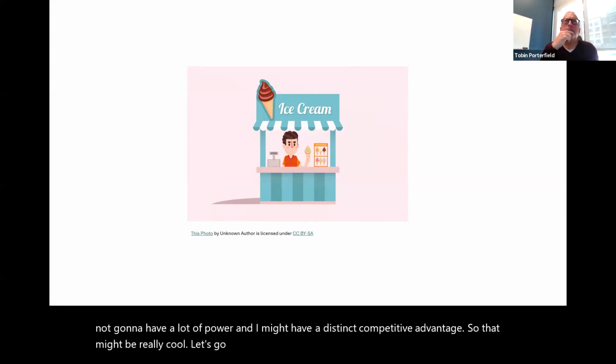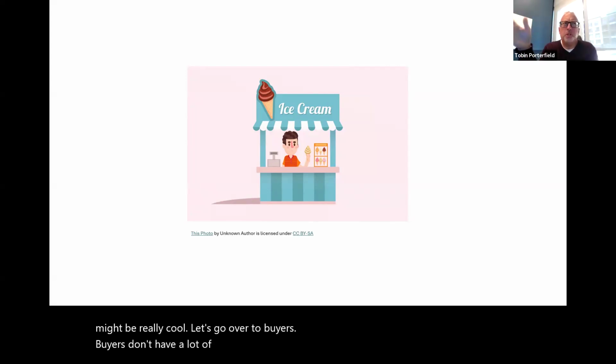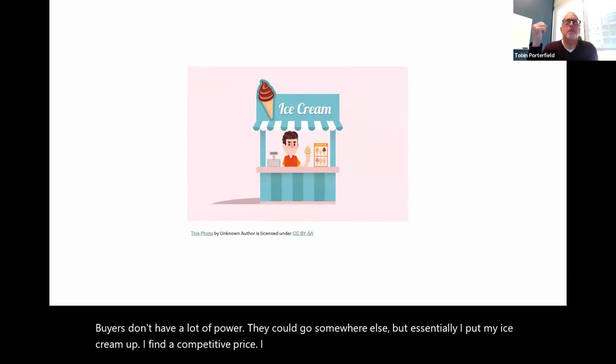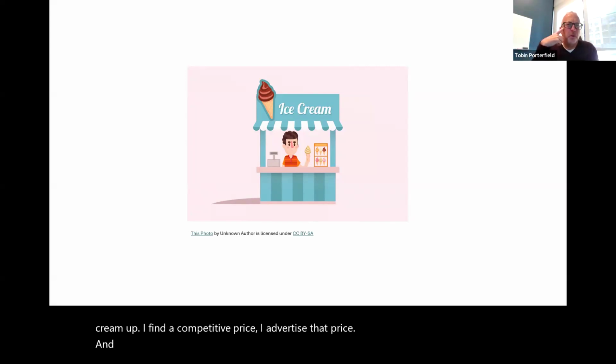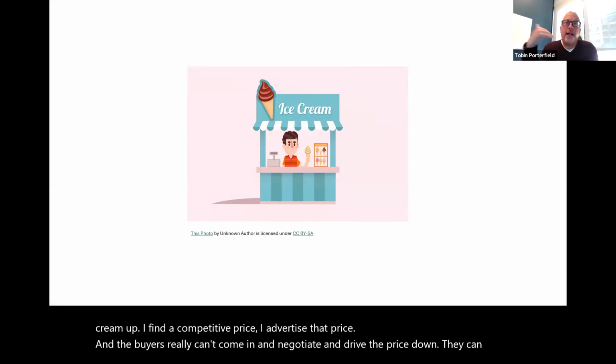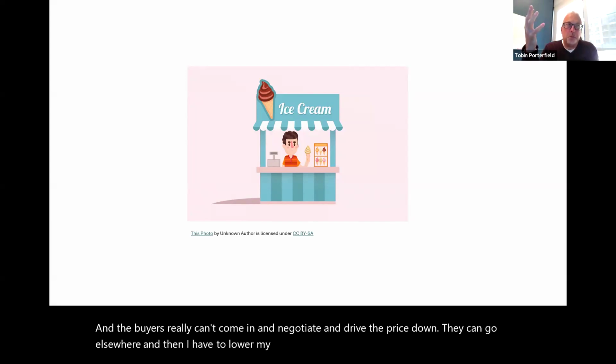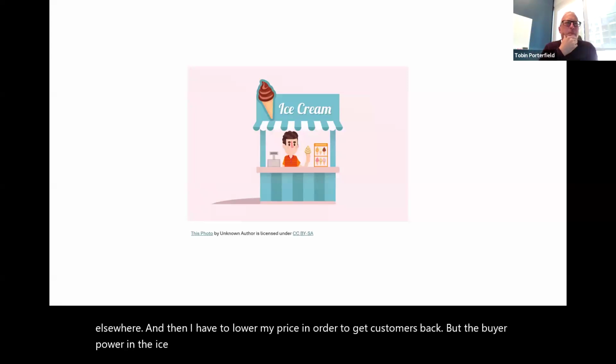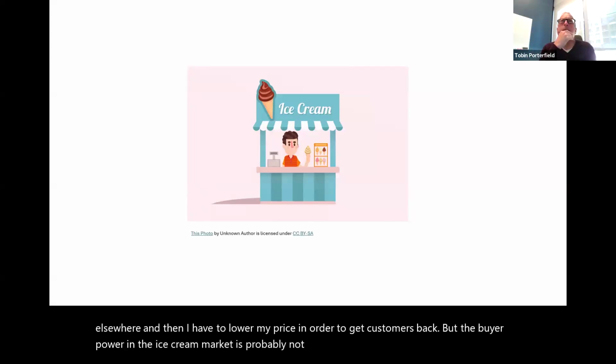Let's go over to buyers. Buyers don't have a lot of power. They could go somewhere else, but essentially I put my ice cream up, I find a competitive price, I advertise that price, and the buyers really can't come in and negotiate and drive the price down. They can go elsewhere, and then I have to lower my price in order to get customers back. But the buyer power in the ice cream market is probably not that significant. So that's buyers, that's suppliers.